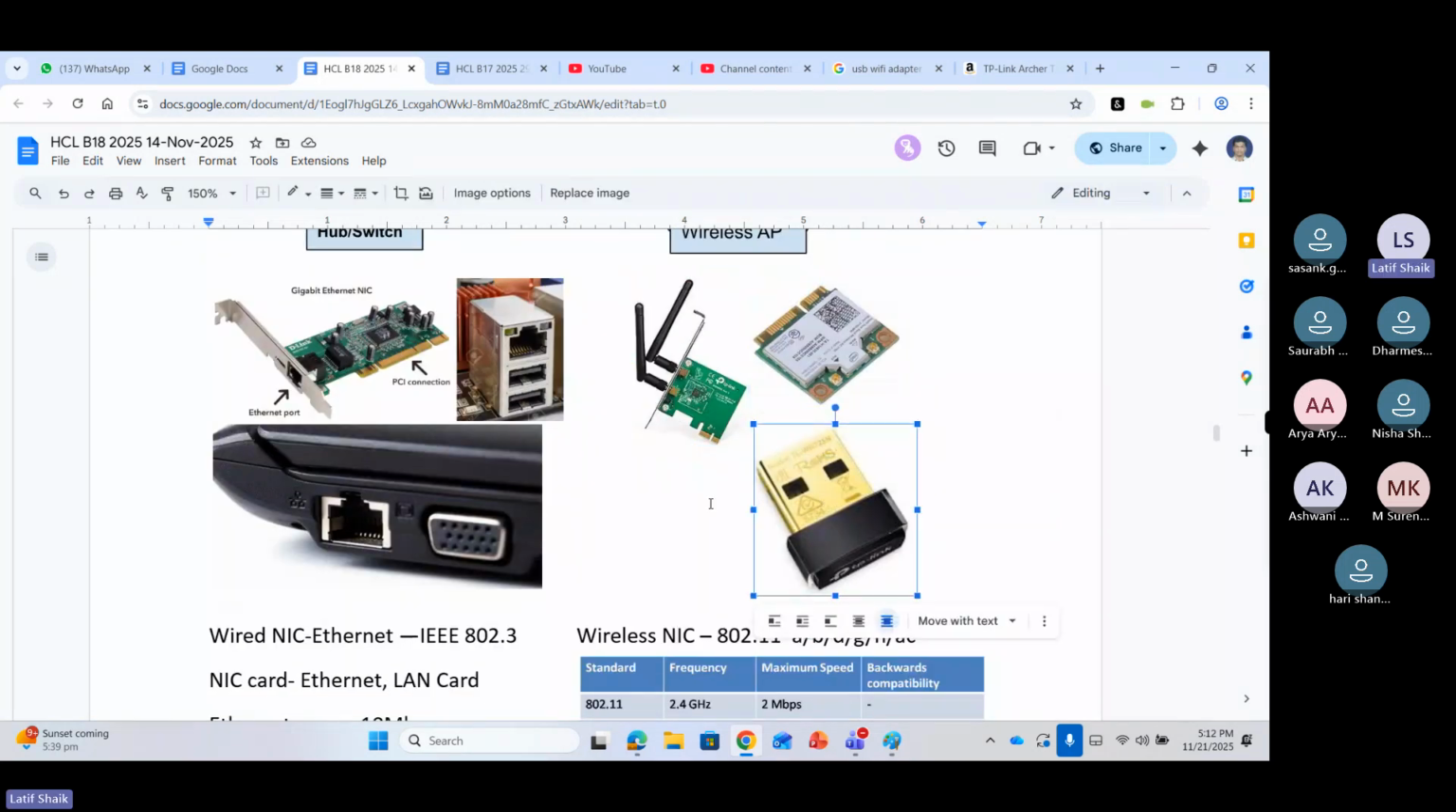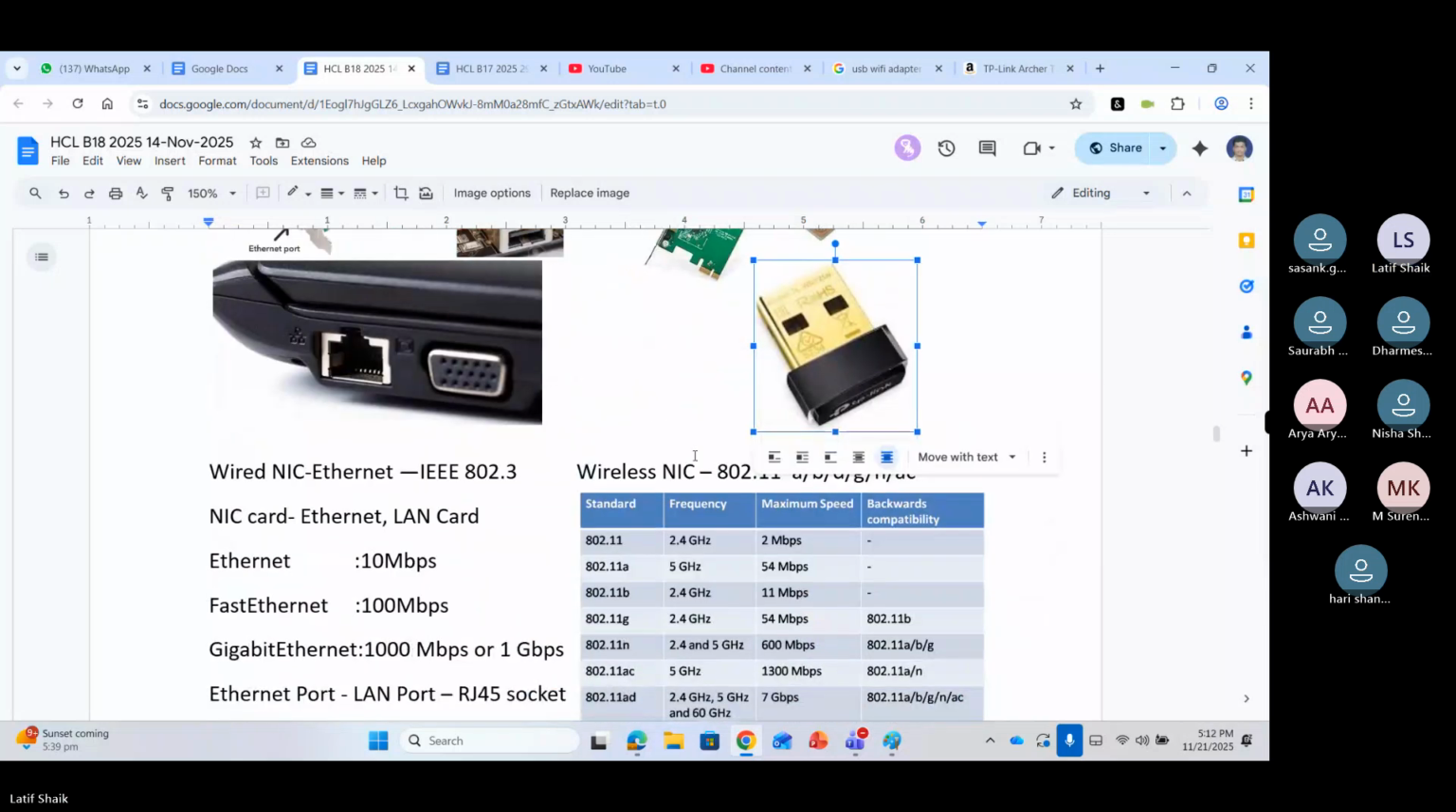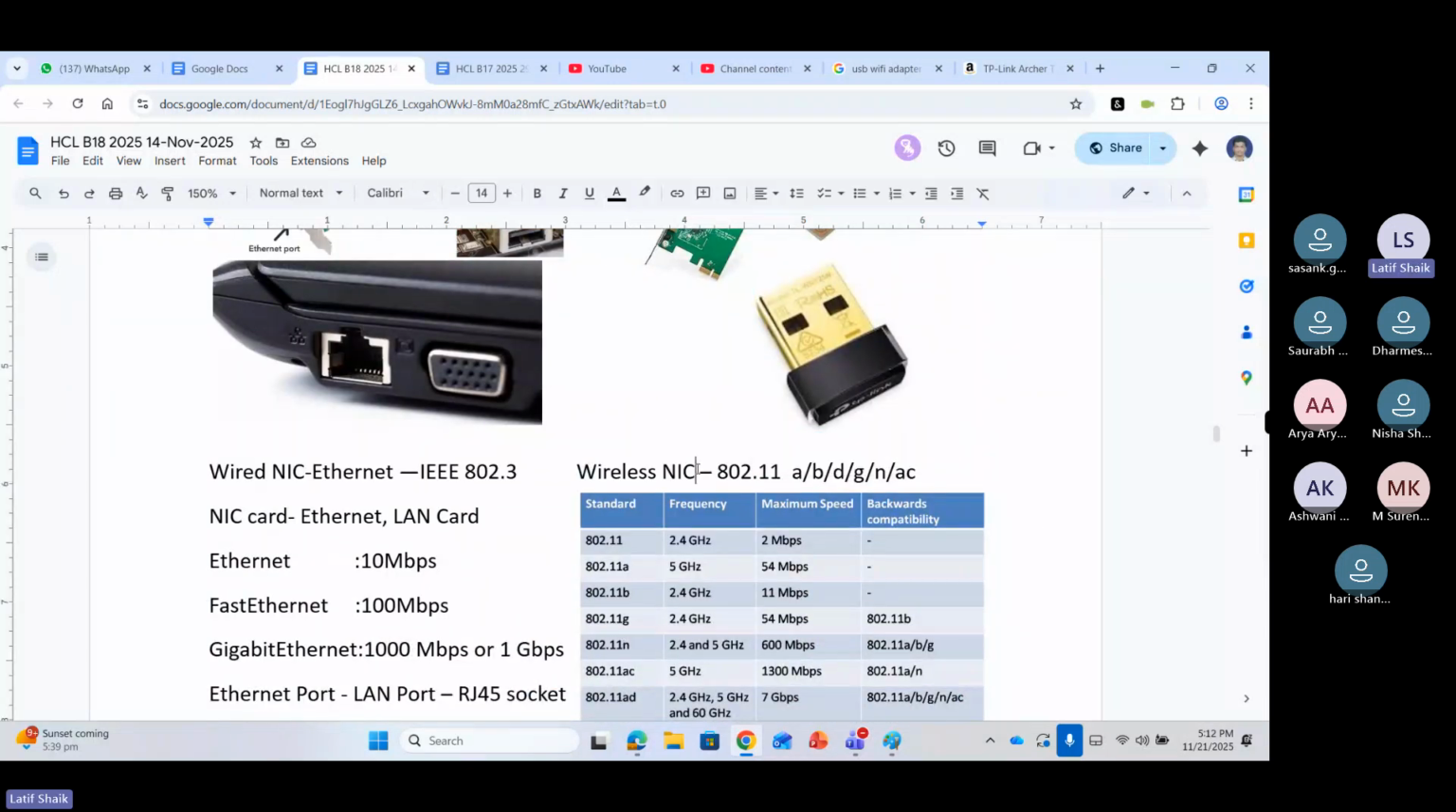With the solutions. Next, wireless NICs. What is a wireless NIC? Yeah, we discussed wireless NICs, right?